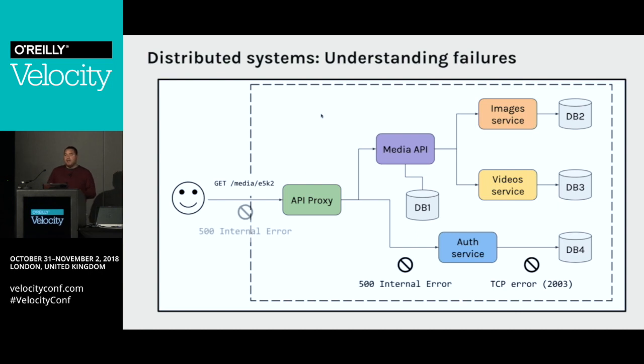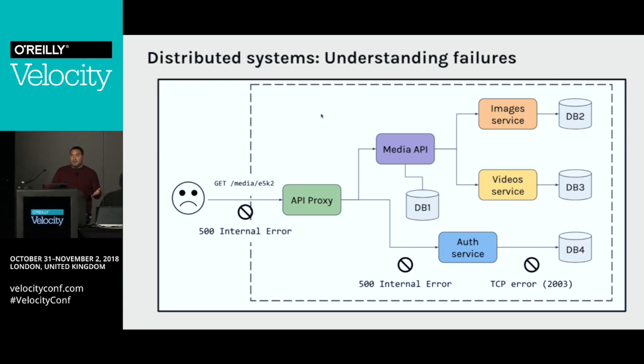Let's say you now have an error in the database, a TCP 2003 error, cannot connect to the server. Well, the auth service will have no other choice than replying with a 500 to the API proxy. And then that response will be forwarded to the user. And again, if you have to fix such a problem, how would you aim to fix this if you don't understand what is happening behind the scenes, right?